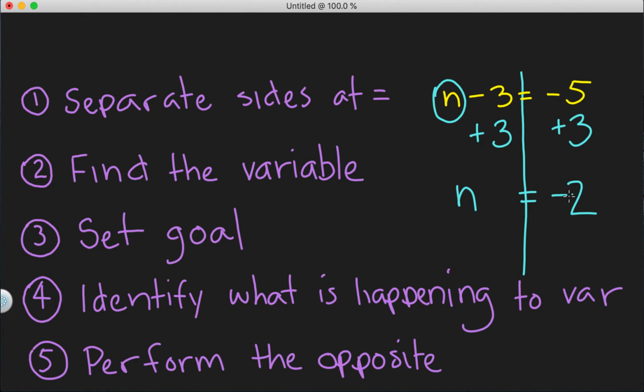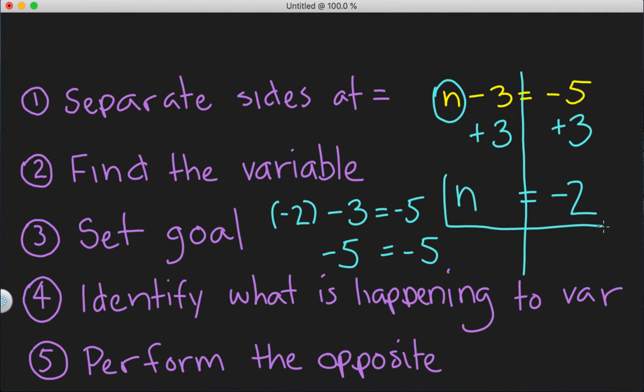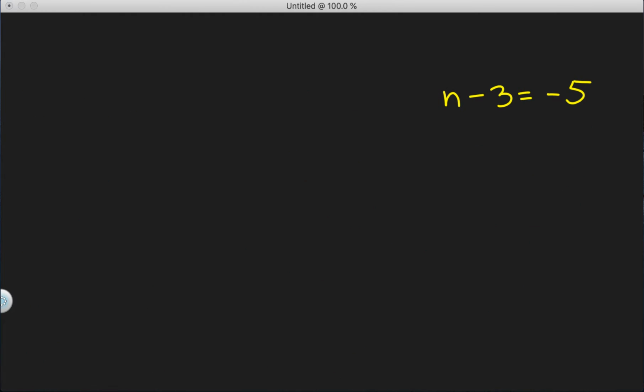So in my checking step, sorry, I wrote on the wrong slide. What I'm going to do is I'm going to replace my variable with parentheses. I'm going to plug in this value that I found for my n. I get -2 minus 3. -2 minus 3 is a -5. I didn't do anything to the right-hand side. And so what this tells me is that my n is equal to -2 is the correct answer. All right.